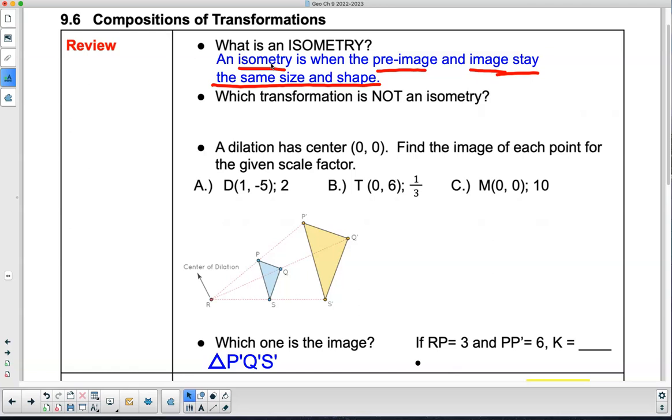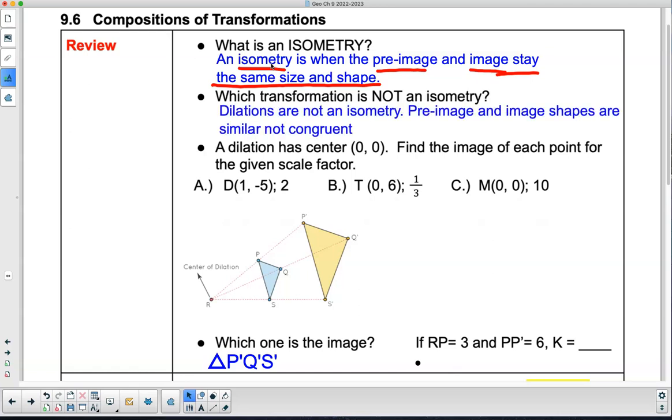Okay, we have translations, those are slides. We have rotations, they are turns. We have reflections, those are flips. All three of those stay the same. So the one that doesn't is dilations. Dilations are not an isometry because pre-image and image shapes are similar, not congruent.